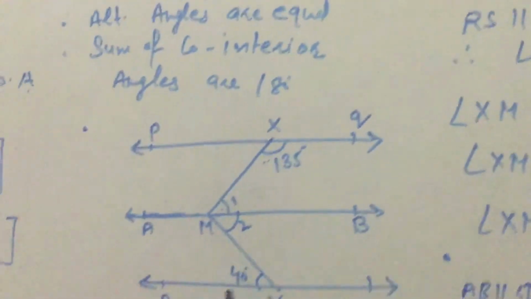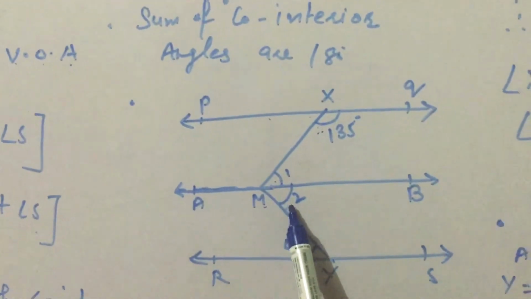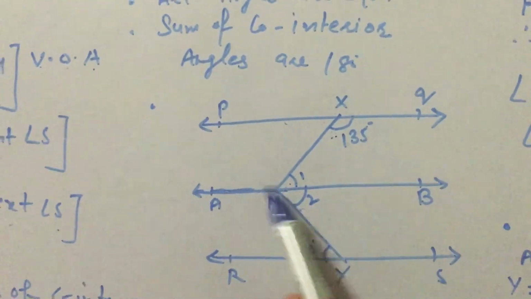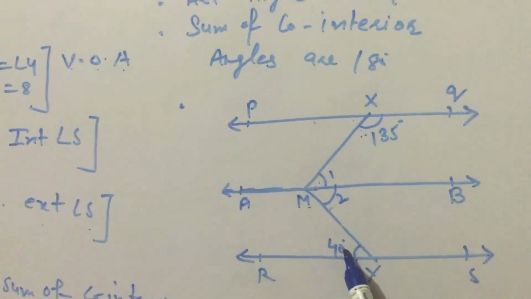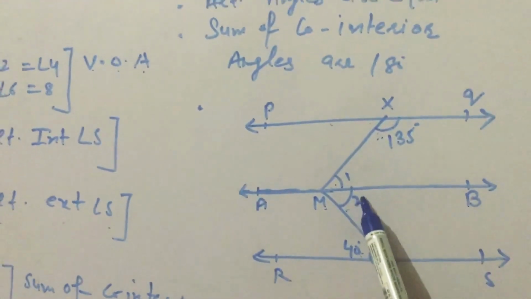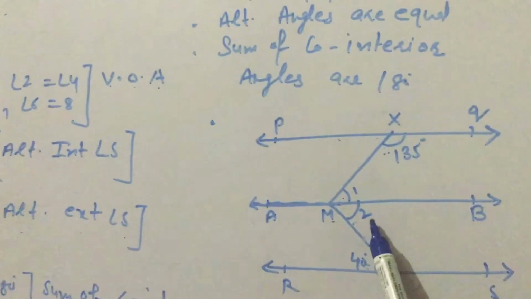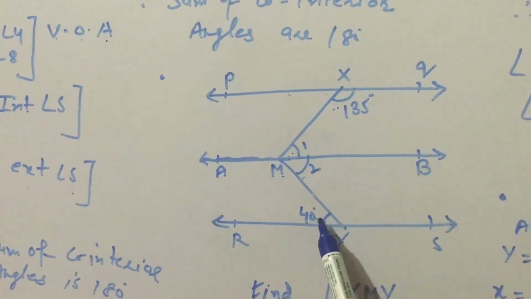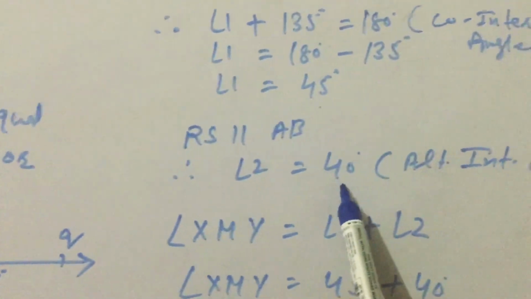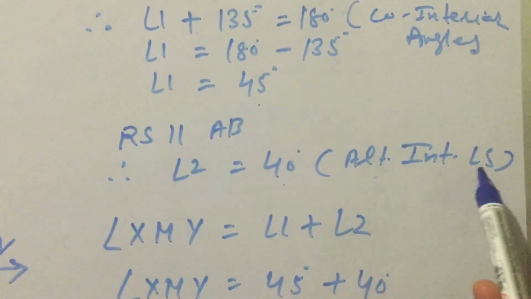Now we have to find angle 2. RS parallel AB, and these two angles are equal. What's the reason? Alternate interior angles. So angle 2 equals 40 degrees by alternate interior angles.